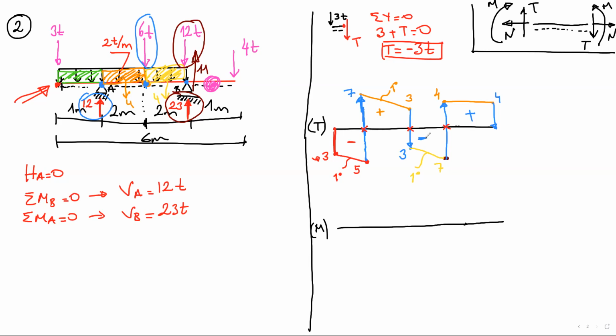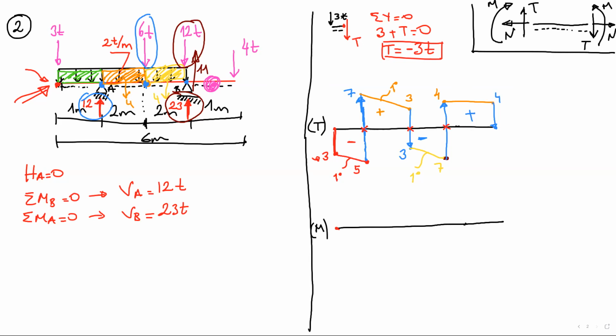So we will use the area calculation method. Our start point is here on the structural system. So what is the start moment at this point? This is a kind of cantilever. The moment here is 0. Moment is 0. So we will start from 0.